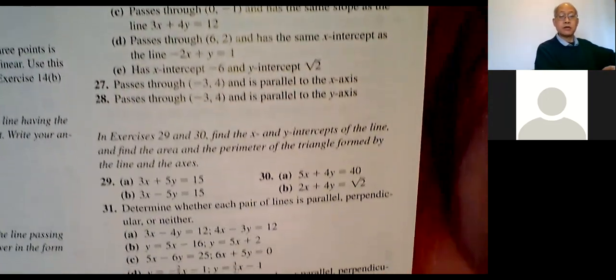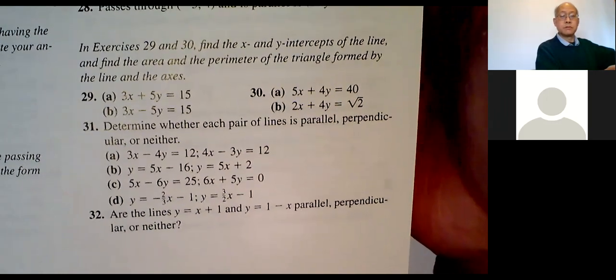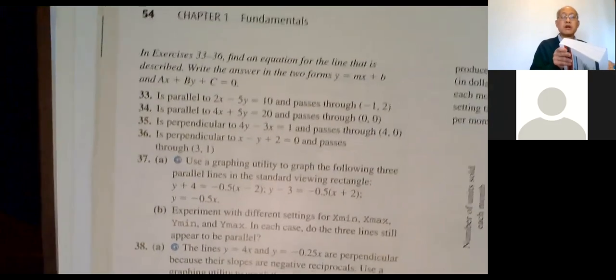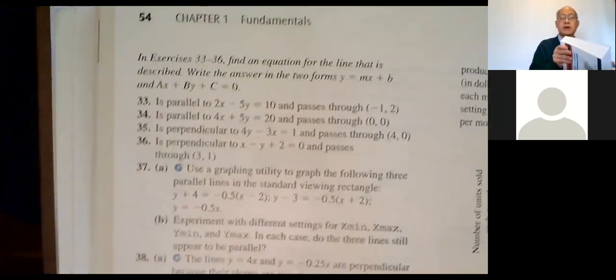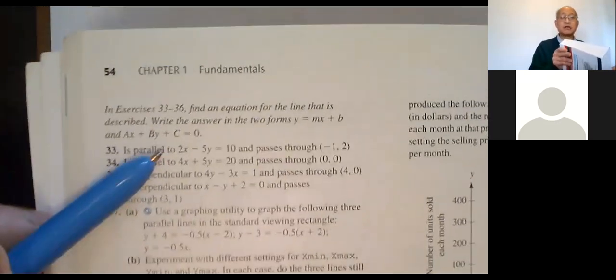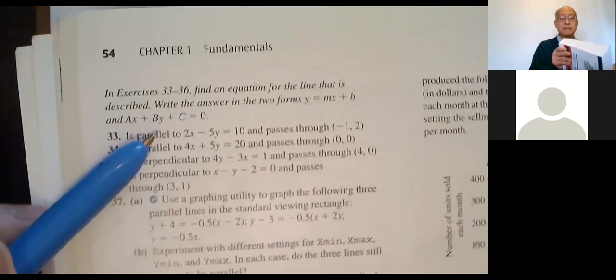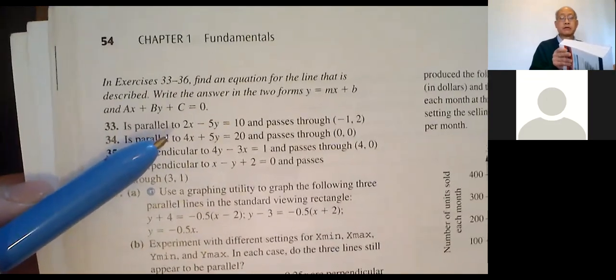And 27 and 29. Okay, and then let's see, 33 and 35 must be on the next page. And there we go. Okay, now the directions sometimes ask for this ax plus by plus c equals 0. I'm not going to do that. It's not necessary. Okay, let's just go for y equals mx plus b in our answers.